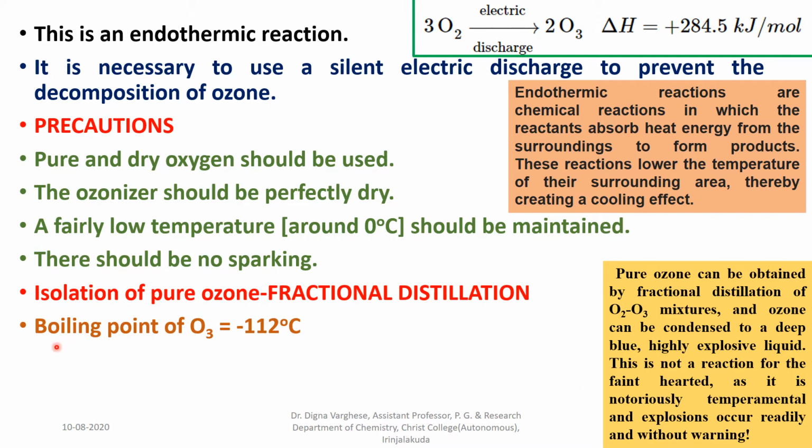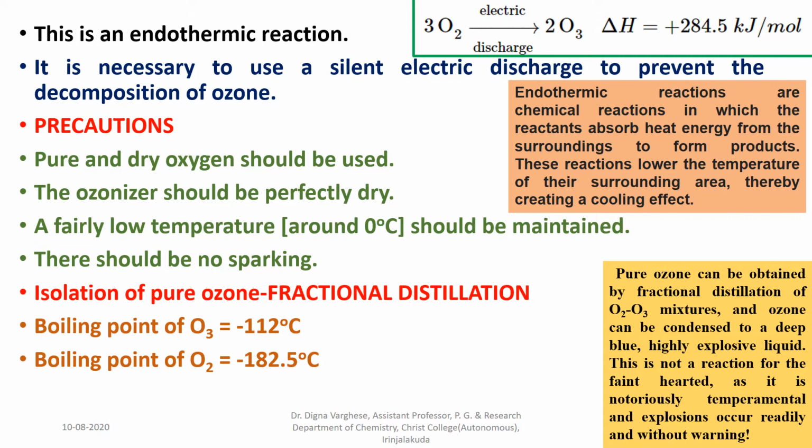We know the boiling point of ozone is minus 112 degrees Celsius, while that for oxygen is about minus 182.5 degrees Celsius. For this reason, we can use fractional distillation for the separation of ozone from oxygen. When ozonized oxygen is cooled in liquid air, ozone condenses to a deep blue liquid at minus 112 degrees Celsius, while oxygen does not condense at that particular temperature.